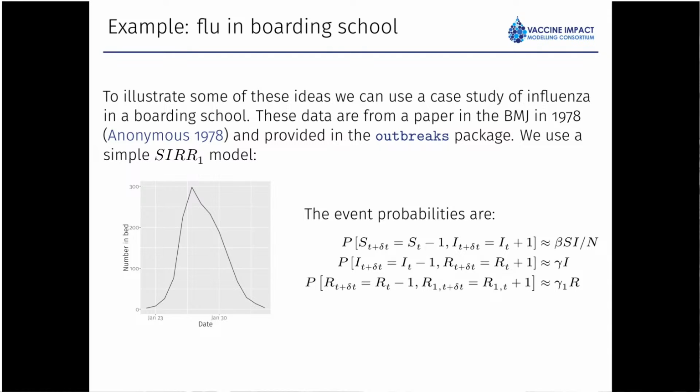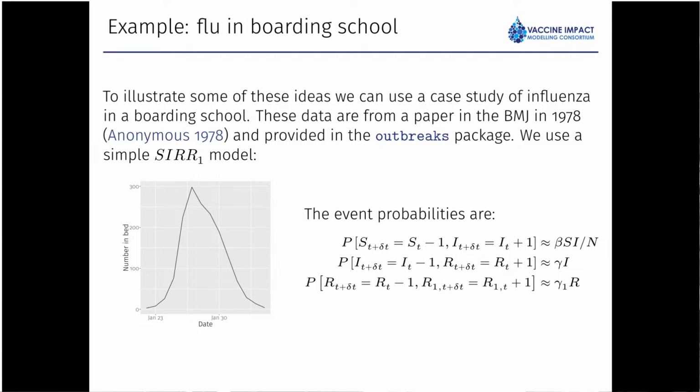So these are actually data from a British Medical Journal case report from the 1970s. And the data are provided in this outbreaks package. But what this is, is an outbreak of flu, okay? And what I'm just going to focus on here is the number of individuals in bed, okay, which were recorded. And you can see that it has the classic epidemic curve over time. So essentially, when an individual showed clinical signs of sickness, they would move that individual into a hospital wing, okay, which is what they mean by in bed, okay, and then they convalesce there.